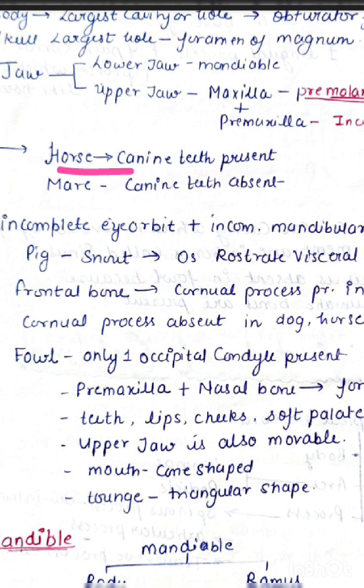In the horse, the canine teeth are present, but in the mare, the canine teeth are absent. There is a ritual in weddings and such where they use a mare instead of a horse, because mares don't have canine teeth, so the possibility of biting the groom is very low.